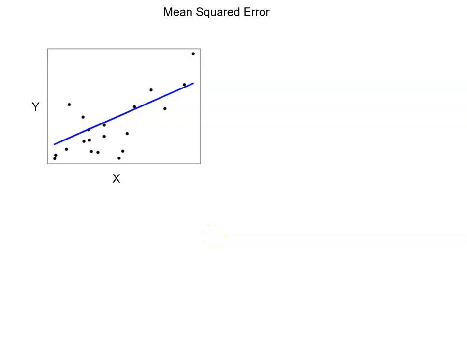Hi there. Today we are going to see four metrics of linear regression. The first one, mean squared error. So how is this mean squared error calculated?